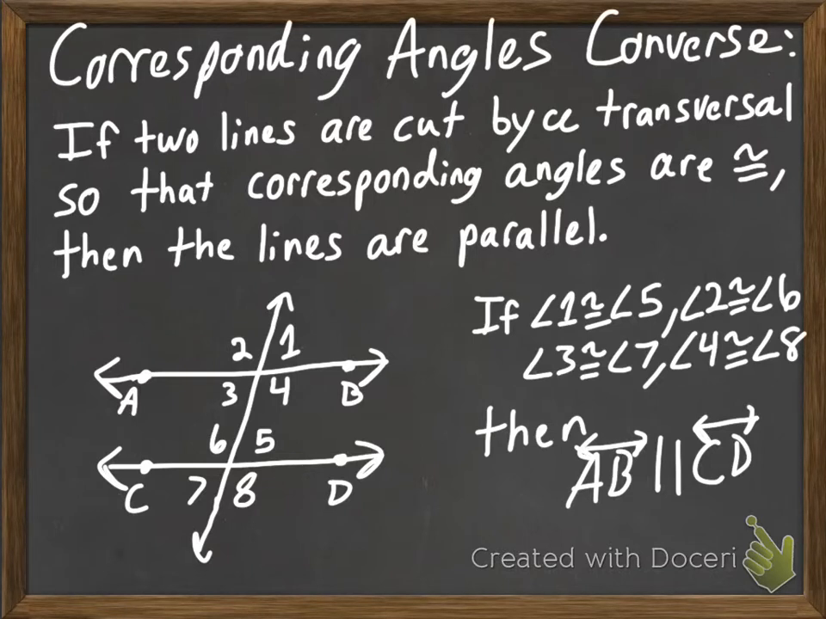So in this picture down here we have AB and CD. We want to know if they are parallel or not. Well, if we see that angle 1 is congruent to angle 5, 2 is congruent to 7, 2 is congruent to 6, 3 is congruent to 7, 4 is congruent to 8, then we can say that line AB is parallel to line CD.